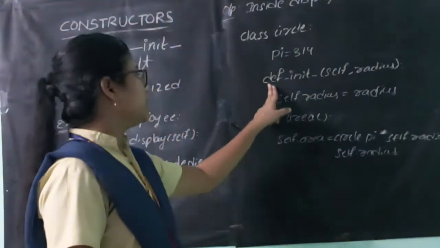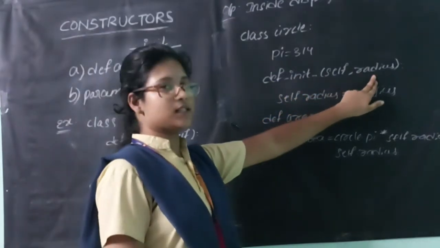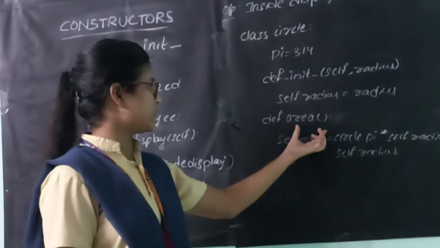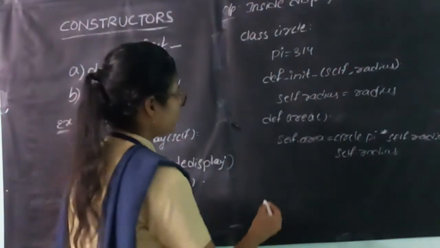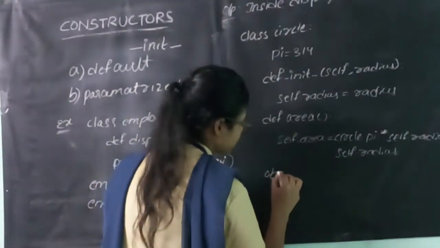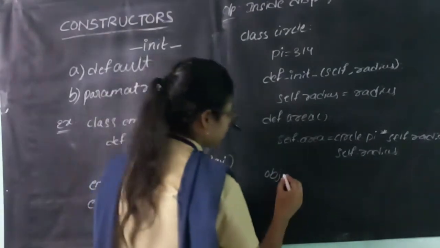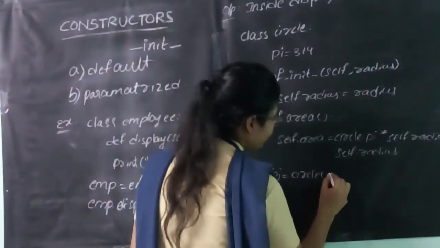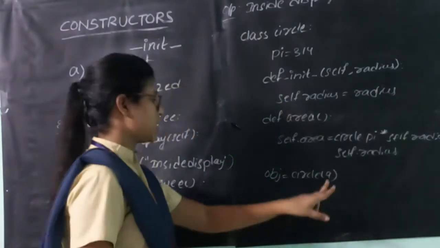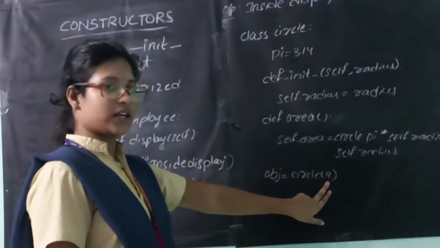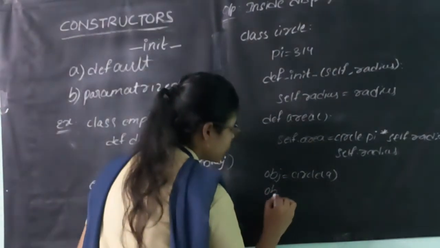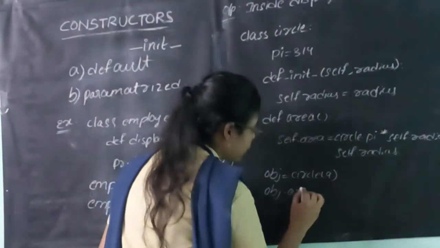See, here I defined radius, and I give radius as a parameter, and here I defined area. So now I am going to assign the radius to an object. object is equals to Circle of 9. See, 9 is the value of radius that I assigned to an object. Now object dot area of.